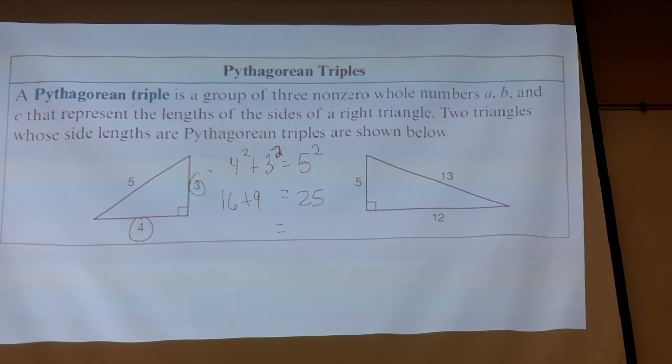And if you add 16 plus 9 together, it will give you 25 is equal to 25. And that shows you that this is a right triangle. Okay, this is a Pythagorean triple. This one, the same exact thing. They're going to be whole numbers that we can use a squared plus b squared equals c squared, and we are not going to get any sort of an approximation. It's going to be a whole number.